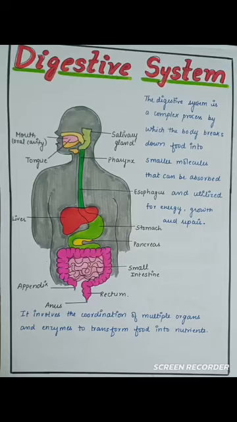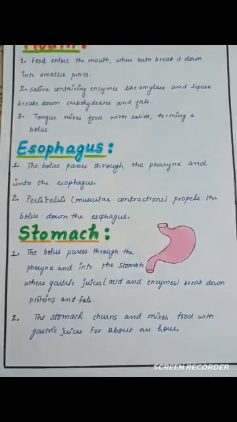So our first organ is the mouth. First of all, the food enters the mouth, where teeth break it down into smaller pieces. When the food enters the mouth, the function of the teeth is to break down that food into smaller pieces. Now the next step is that saliva mixes with that food.